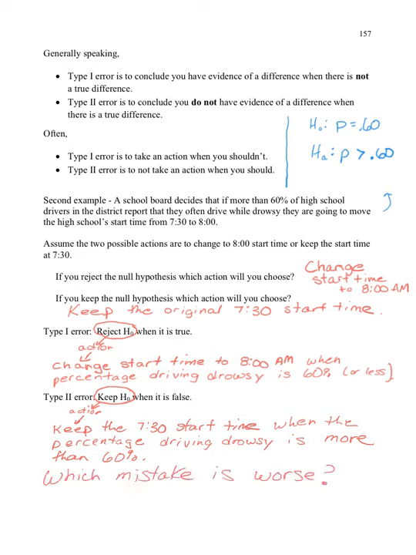Now, which one of these mistakes is worse? Well, I would think that keeping the 7:30 start time when students are driving drowsy would be a safety concern and also possibly affecting their learning. So I would lean in the direction of saying this type 2 error is worse in this case.